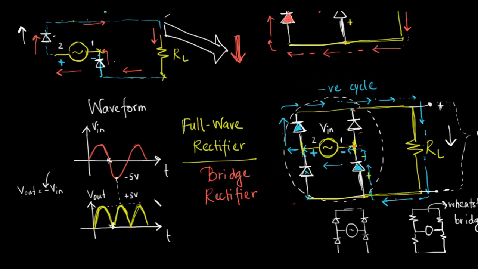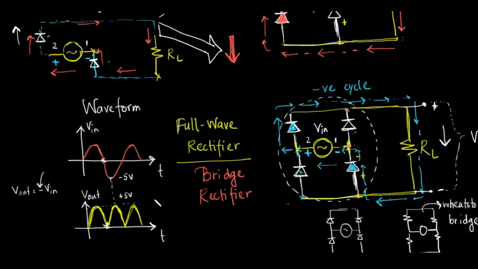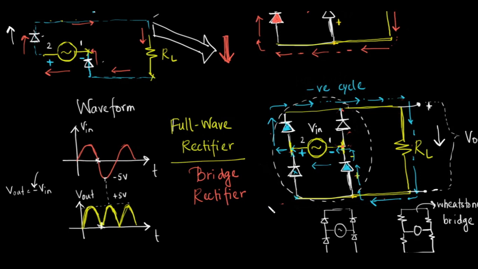So in the next few lectures, we will try to see what happens when we use real diodes in these rectifier circuits, real diodes in a half wave rectifier or a full wave rectifier, and we will try to derive some quantities or formulas that we can use to describe how well a rectifier performs.